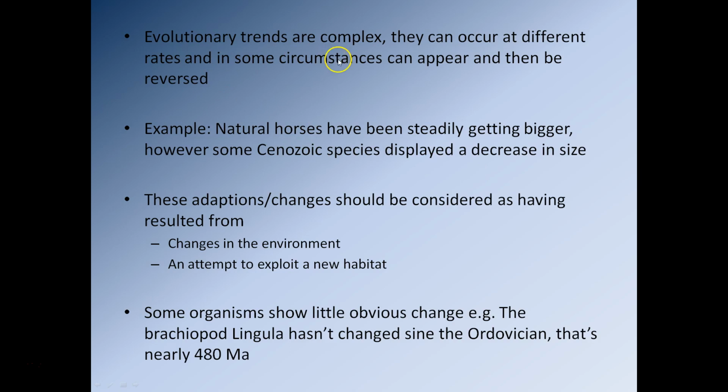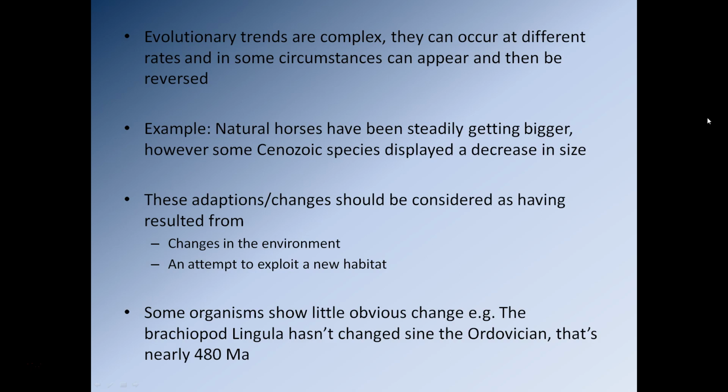So evolutionary trends are complex, they can occur at different rates, and in some circumstances they can appear to be reversed. So a good example is that horses have been steadily getting bigger. However, some Cenozoic species displayed a decrease in size. So on the whole, throughout the Cenozoic, horses have been getting larger and larger and larger. However, every once in a while, some horse species actually go backwards and they develop to be smaller.